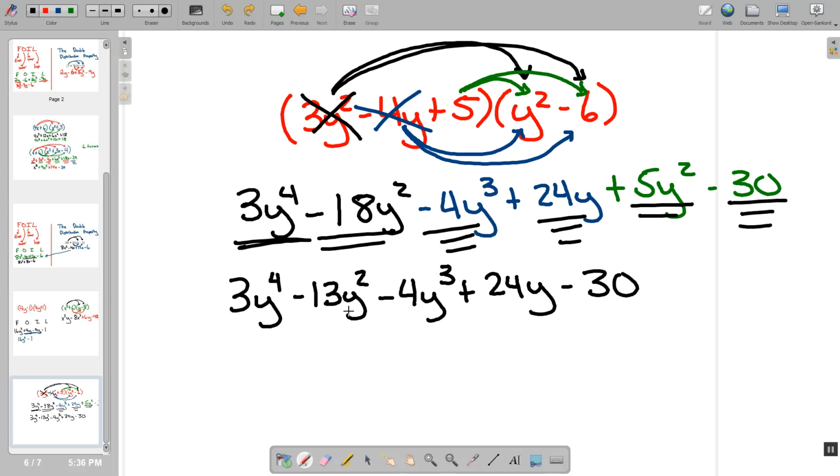And you notice I'm not writing this in descending order. A lot of times, if the directions do not specify, you do not have to write in descending order. I will tell you, though, IXL will frequently not say you have to write in descending order, but will count it wrong if you don't. So be very cautious as you work on more examples of foiling or the double distributive property.